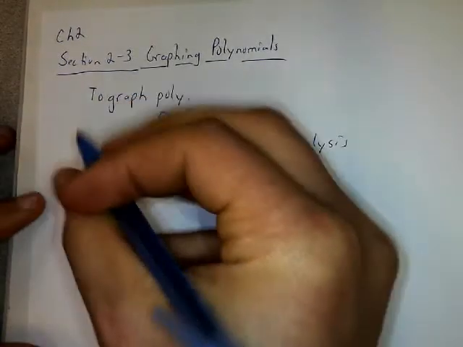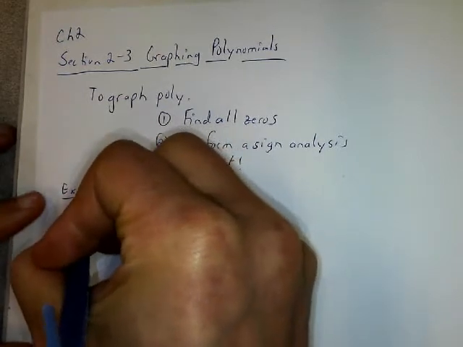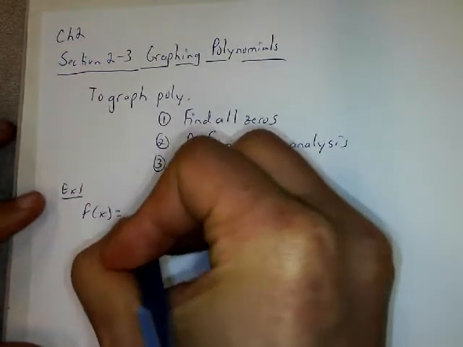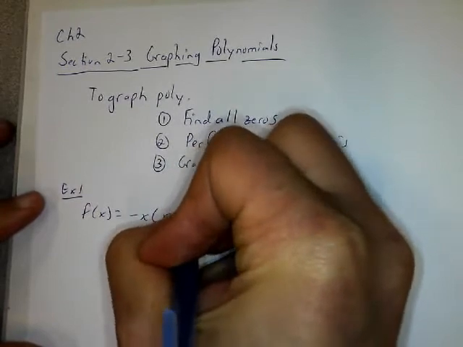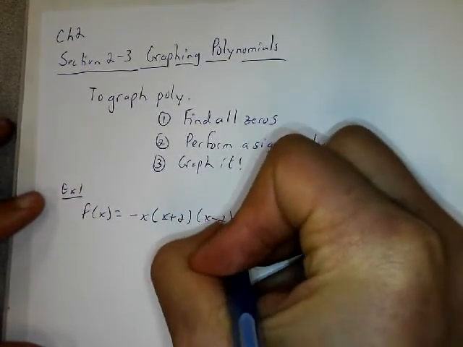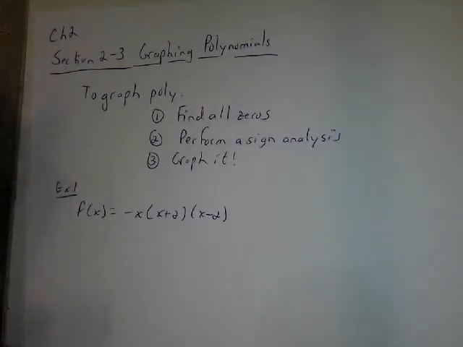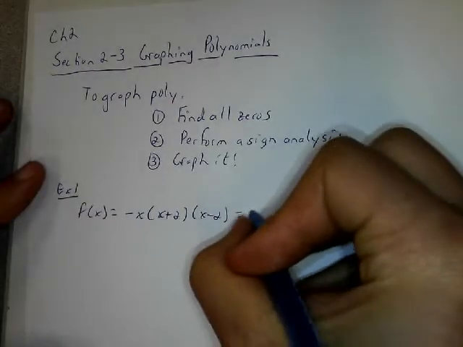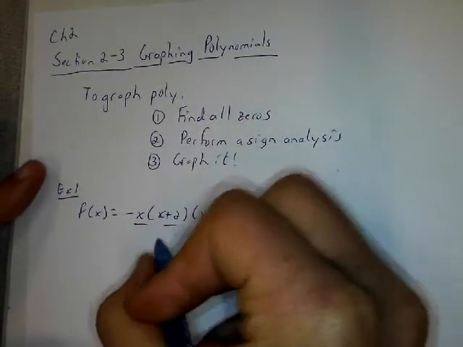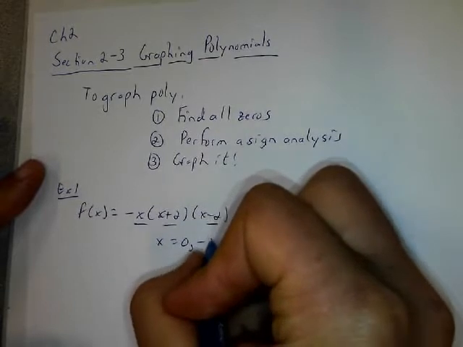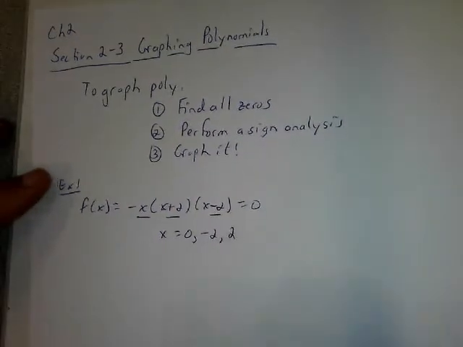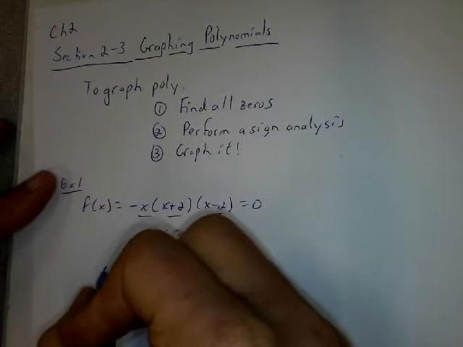Example 1. Let f of x equal negative x times x plus 2 times x minus 2. Number 1, find all zeros. The zeros are explicitly given to you basically. x equals 0, negative 2, and 2. Lastly, we do a sign analysis. This is something new for you.